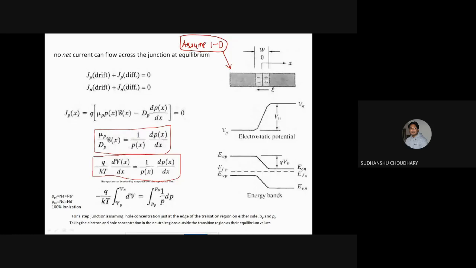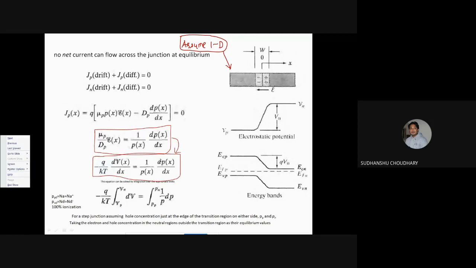Dp by μp is kT by q and E(x) is minus d by dx of V(x), right? That is, electric field is equal to minus d by dx of the electrostatic potential, right? So two things we are keeping: Einstein's relation, Dp by μp is kT by q, and E(x) is minus dV by dx. So this equation now transforms into this equation. Now obviously this dx may cancel out, it is appearing in the denominator here.